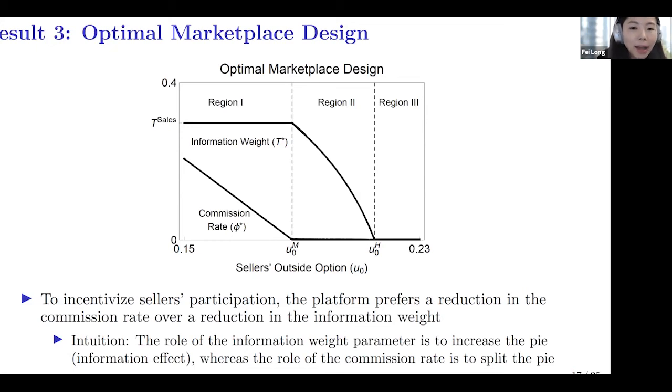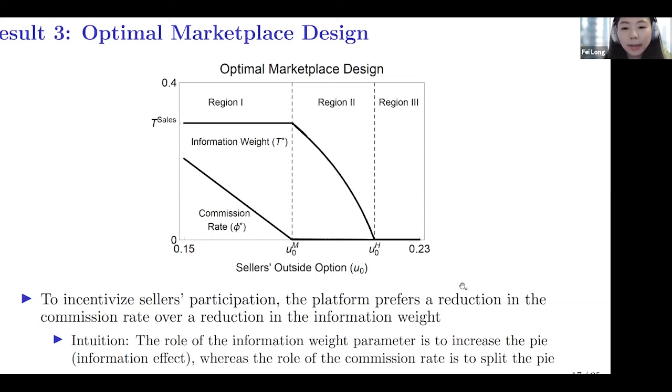So this is why, if possible, the platform wants to make the total pie as big as possible and just give sellers a little bit more profit by reducing the commission rate. Only if the commission rate is already 0 will I start to reduce the information weight. As a platform I'm not happy doing so, because it shrinks the total pie, but at the same time it reduces advertising competition and gives sellers a little more profit. So this is the bigger conclusion: how the platform can optimally leverage these two tools in marketplace design to optimize its total revenue.